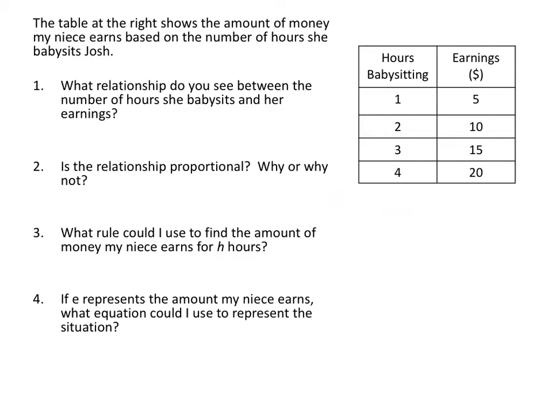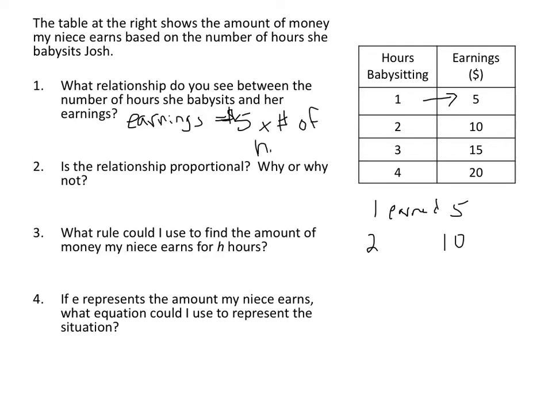What relationship do you see between the number of hours she babysits and her earnings? Okay, I want you to think about that. So I'm looking at the hours and her earnings. For 1 hour, she earned $5. For 2, 10, okay, 3, 15, and so forth. Well, if I start to look at that, it looks like her earnings are equal to $5 times the number of hours.